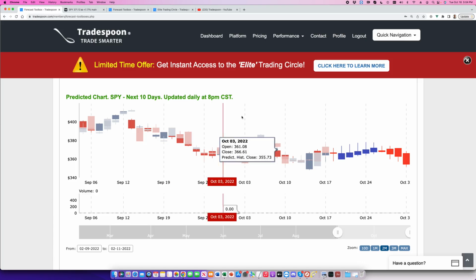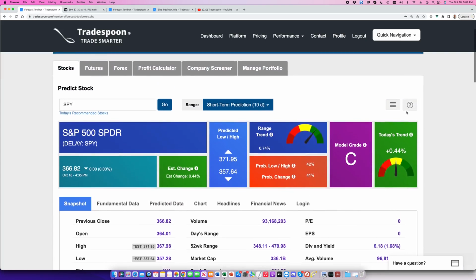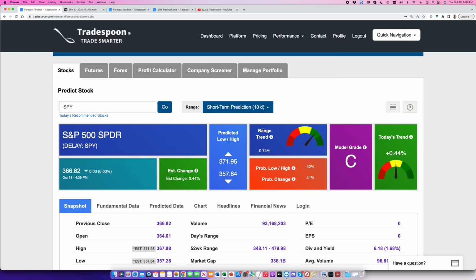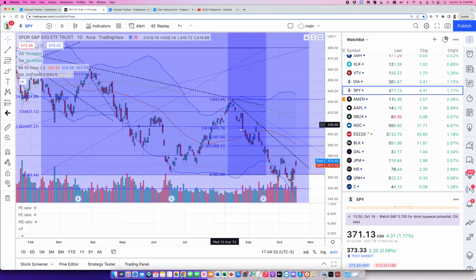Looking at the stock forecast toolbox, the model did turn positive short term for the next 10 days. I do see an uptrend trading in the range 357 to 372. We closed at 371. Today, actually, we're as high as 375. After the Netflix news, the market is higher again at 373.